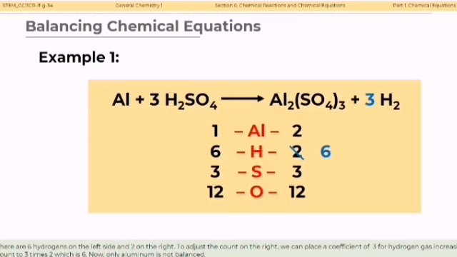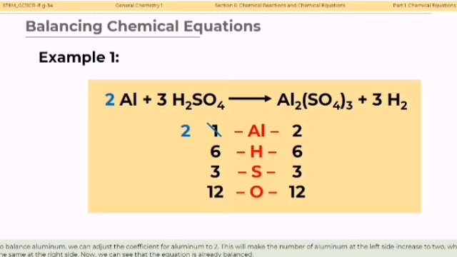There are 6 hydrogens on the left side and 2 on the right. To adjust the count on the right, we can place a coefficient of 3 for hydrogen gas, increasing the count to 3 times 2, which is 6. Now, only aluminum is not balanced.